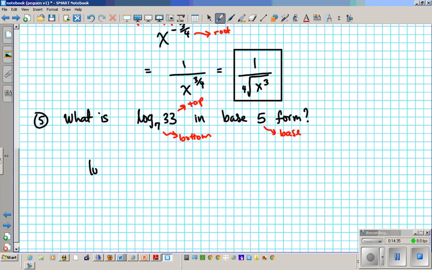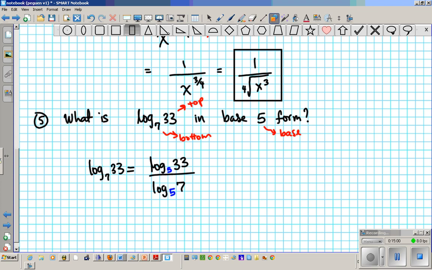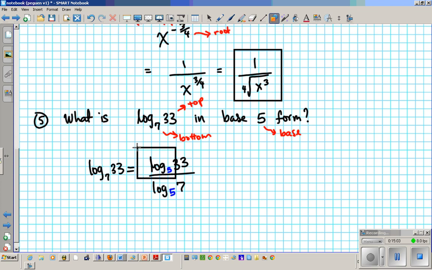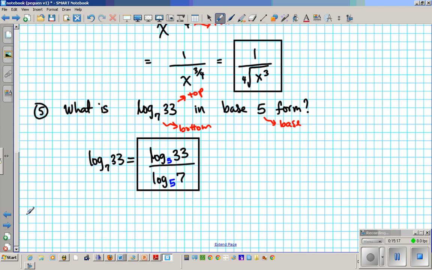It means that log base 7 of 33 equals, on the top you're going to have log 33, because that's the big one. The base, the small one here, goes on the bottom, log base 7. And guess what? The base that you're converting it to is 5. So just put a little 5 here, and a little 5 here, and that's it. So that's basically the change of base formula for you. If you're going to a target base, make that the base. The big one goes on top, the small one goes on the bottom. Alright? Okay, let's move along to number 6.